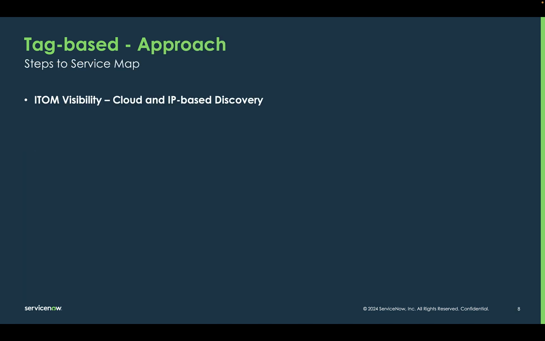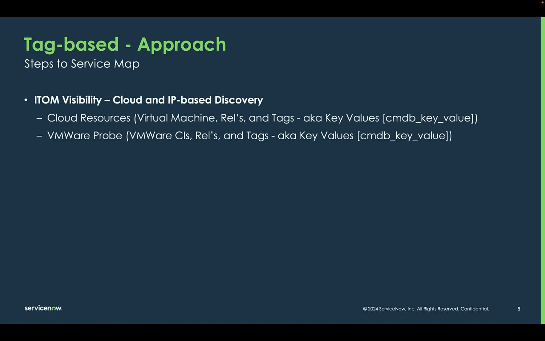So let's look at the steps to produce these kind of service maps. First, we need cloud and IP-based discovery to give us the richest, deepest service maps. From cloud or the VMware environment, we would need the tags themselves, aka the key values, the name value pairs. And for the traversal rules to further build out the map, some form of server discovery.